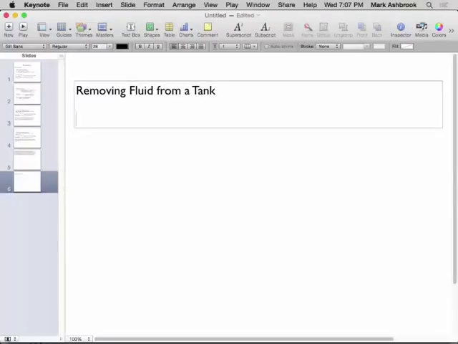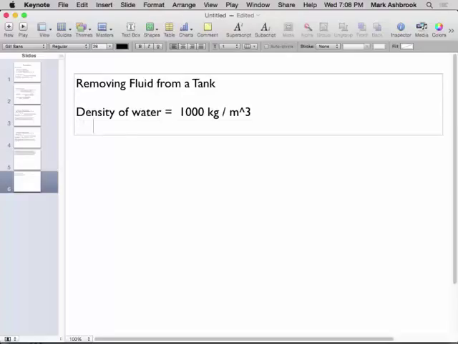All right, removing. So it's usually water, but it might be oil or chocolate milk or whatever. So we need some setup here. Density of water: 1,000 kilograms per meter cubed. Okay, so here's this thing again. So the density of water is given as 1,000 kilograms per meter cubed, or 62.5 pounds per foot cubed.